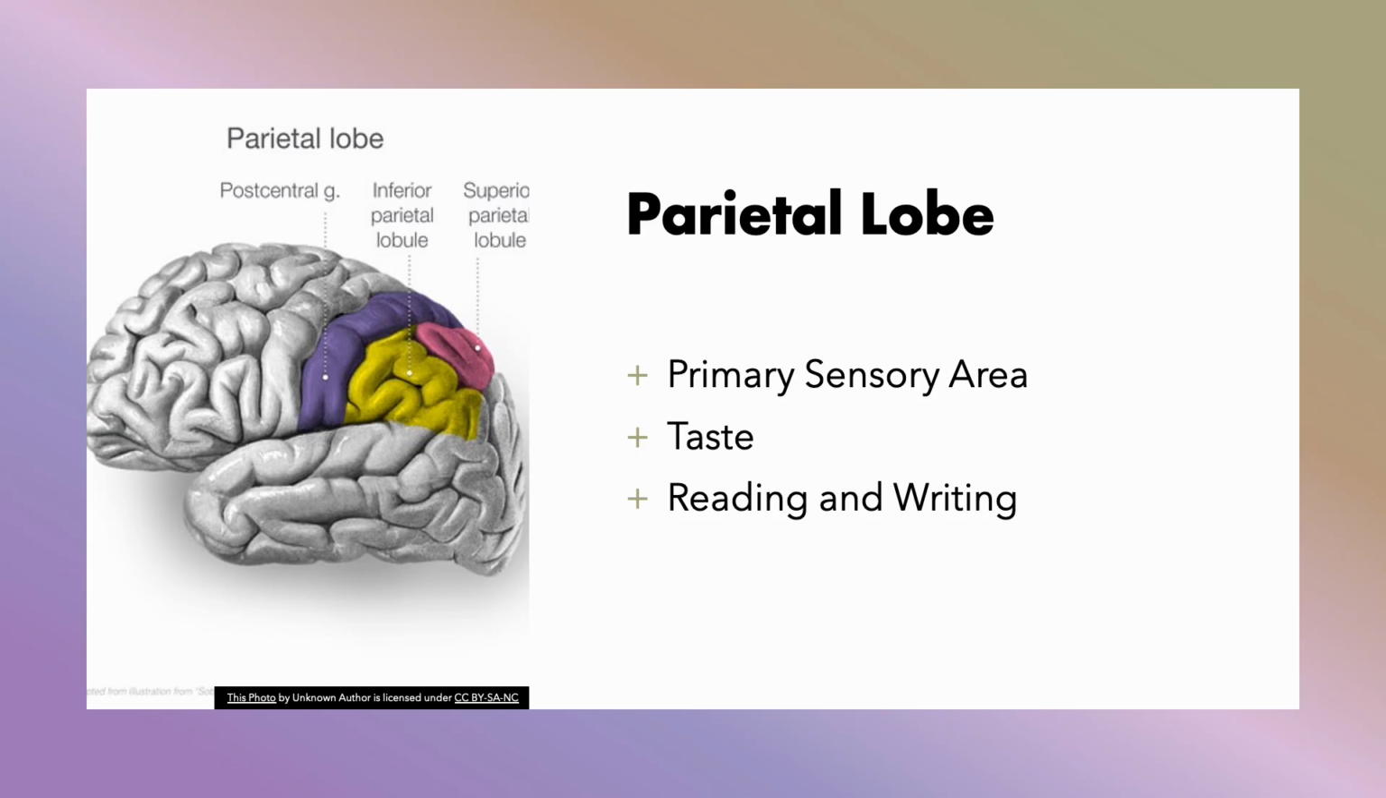The parietal lobe is the primary sensory area. Taste, reading, and writing. Problems in the parietal lobe can lead to sensory perceptual disturbances and agnosia, difficulty interpreting sensation.